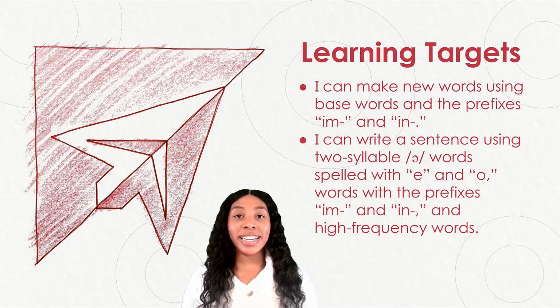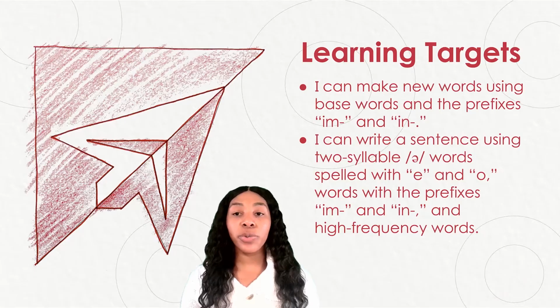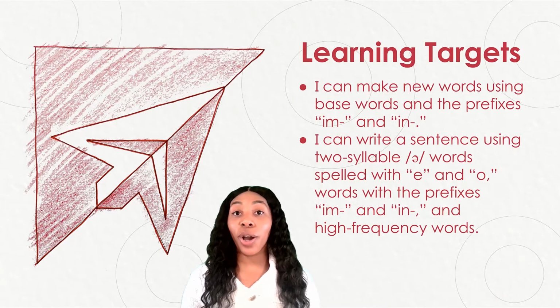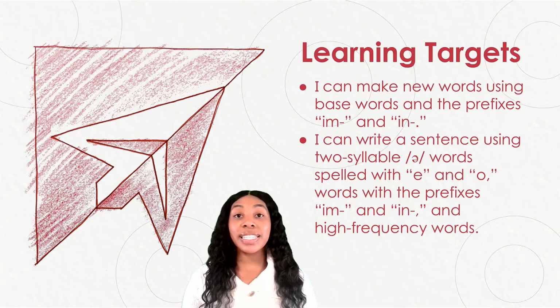Our first learning target says, I can make new words using base words and the prefixes m and n. The second learning target says, I can write a sentence using 2-syllable words spelled with E and O, words with the prefixes m and n, and high-frequency words.